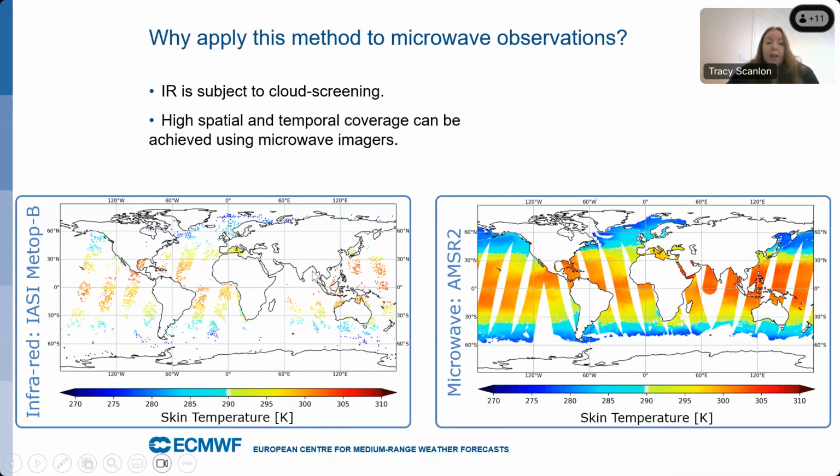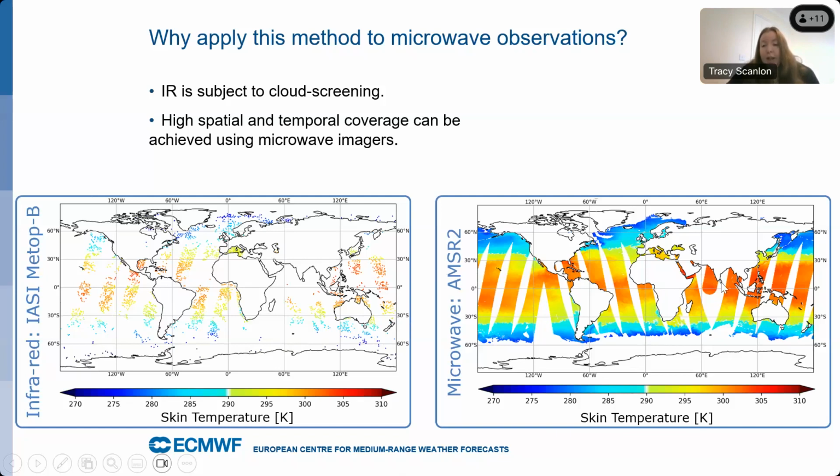So infrared has to be subject to cloud screening because it can't be modelled under all sky conditions, whereas microwave, or it can be, but it's not yet. Microwave can be, or is implemented in the ECMWF system under all sky conditions and has been for some time. So this really gives us a much stronger coverage.